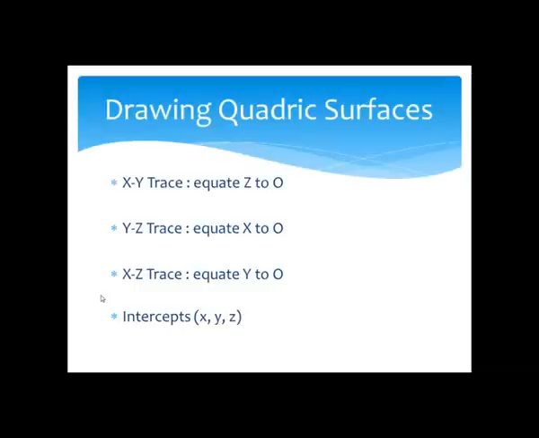To find out the xy trace, we can equate z to 0. To find out the yz trace, we can equate x to 0. To find out the xz trace, we equate the y to 0. To find out the x-intercept, we equate the other two variables to 0. The same thing goes for y and z intercepts.